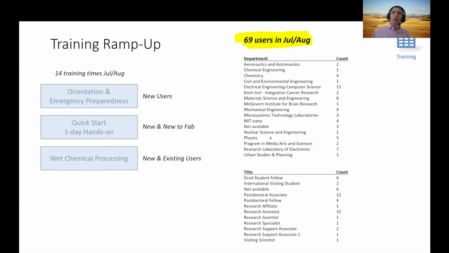If we look at the overall data for the people that went through these trainings, 69 people overall. I think 37 of them were actually completely new MIT.nano users, and those 69 people came from a whole range of different departments and from different user categories, mostly postdocs and graduate students, as you see in this table. Right. That's really exciting to see, because it means that the new users are still coming in from all over the institute, and everybody is finding a way to join.